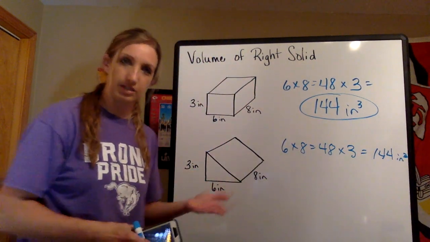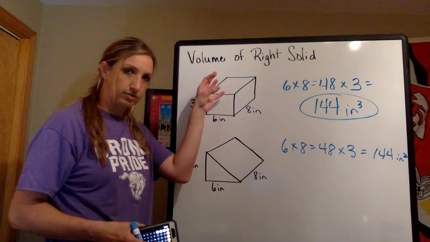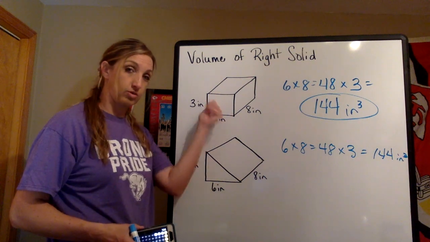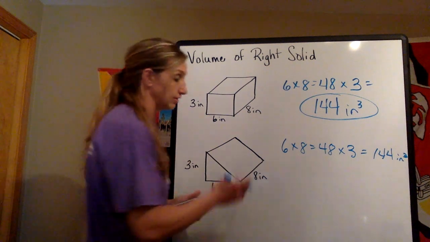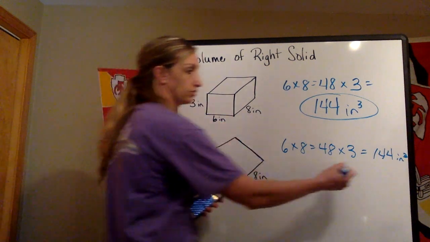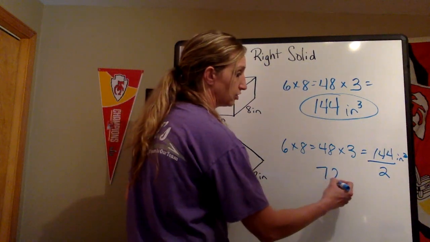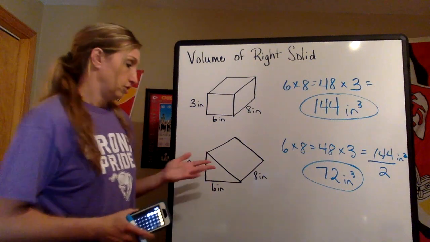We did area of the base times the height, but would the same amount of popcorn fit in here as what would fit in here? No, this one's going to hold a lot more. So we have to remember to divide this one by 2, okay? Because this has been just cut in half. So I'm going to divide by 2. 144 divided by 2 would be 72 inches cubed. Okay, so that works fine.